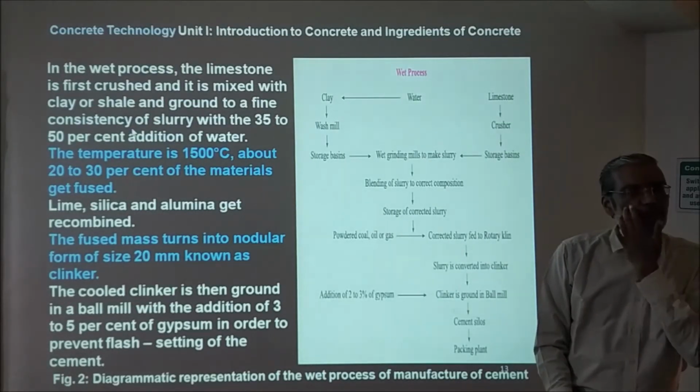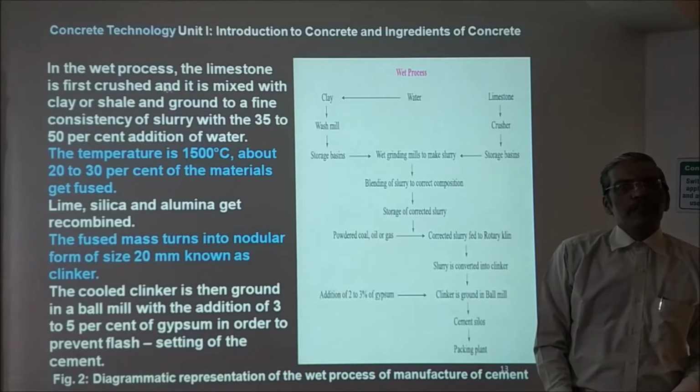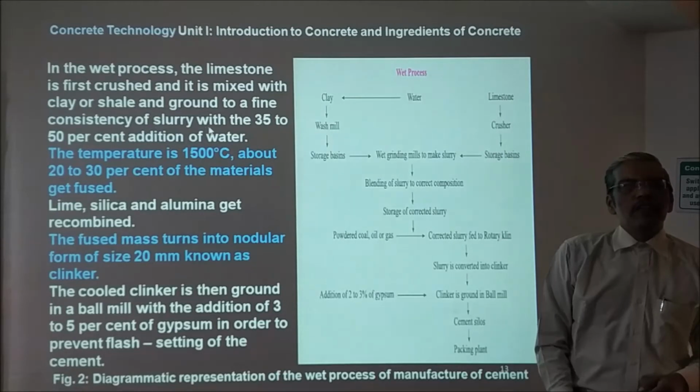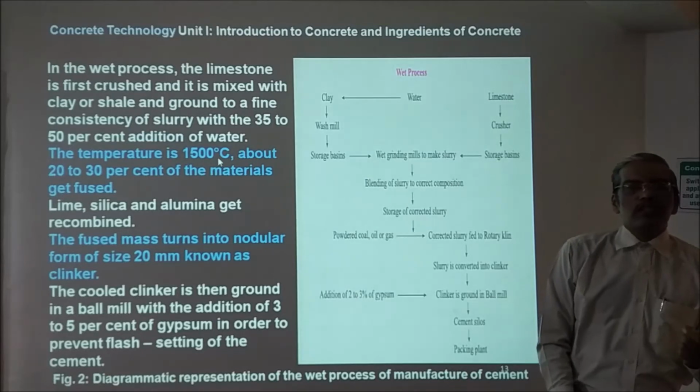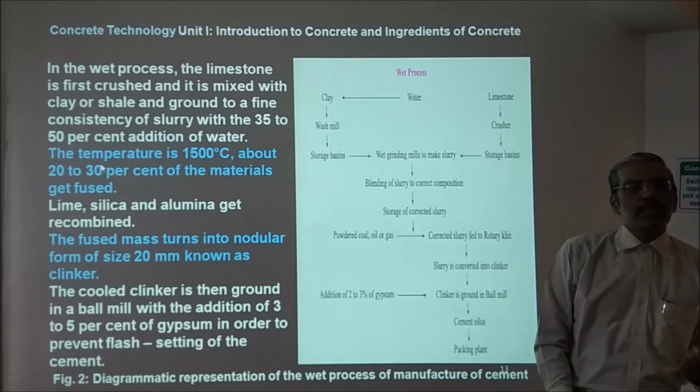The other type of process is the wet process. In the wet process, the limestone is first crushed and mixed with clay or shale and ground to a fine consistency of slurry with 35% to 50% addition of water. Here the water is added, so it is called the wet process. The temperature here is 1500 degrees Celsius. In the dry process it was 1200 degrees Celsius. Here the temperature is 1500 degrees Celsius because it is in wet condition.